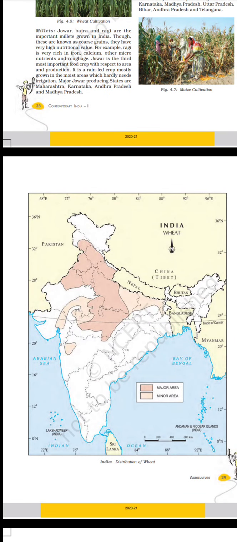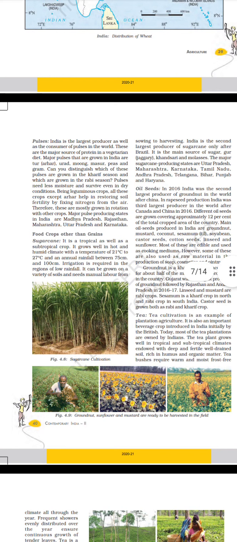Take a look at the map. Distribution of wheat. Take a look at figure 4.8, sugarcane cultivation. Take a look at figure 4.9, groundnut, sunflower and mustard are ready to be harvested in the field.